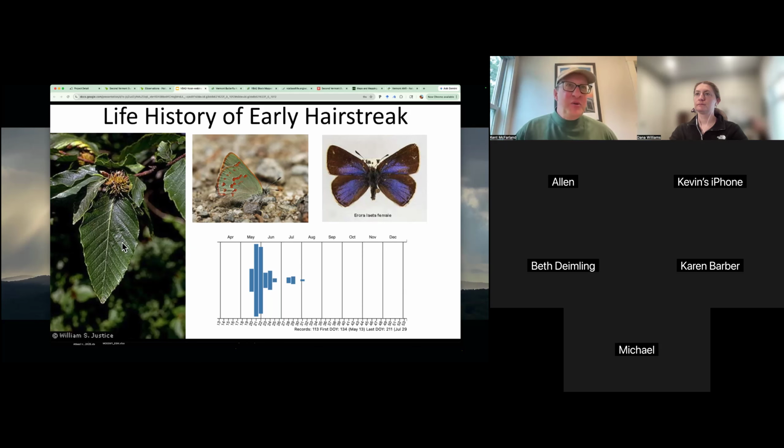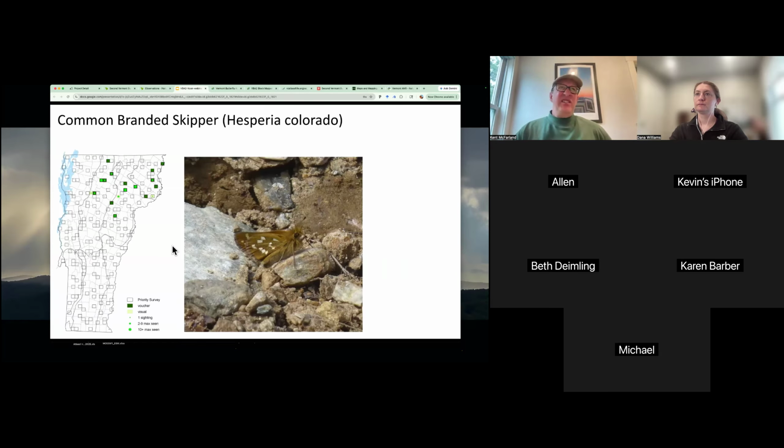Again, we know the host plant, we know their habits, we know their habitat, and then we have to have a little luck. Later in the fall, going into this is more of an August bug, the common branded skipper. And this is a map from the first atlas. We only found it in the northeast part of the state.